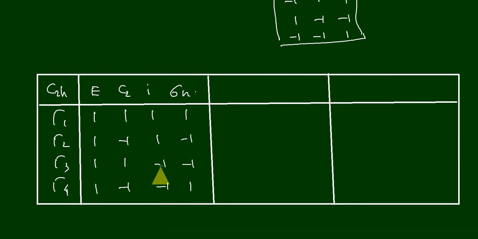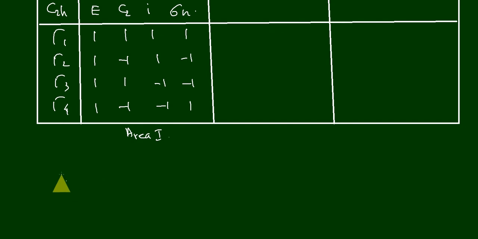Okay, now we have the complete character set. Now what is remaining? So this is area 1 of the character table. Area 1 of the character table is now complete. Now we have to move to area 2 of the character table. And area 2 of the character table is nothing but Mulliken's symbol.